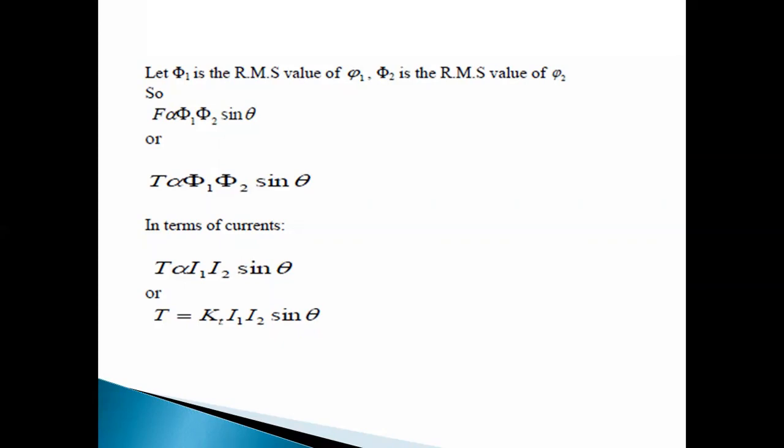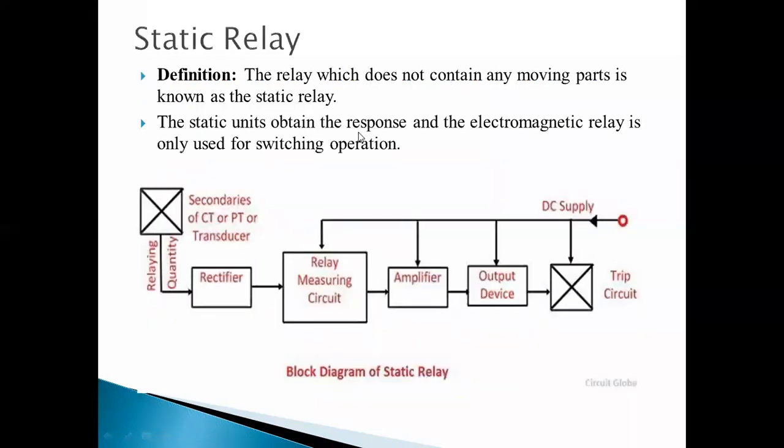Similarly, these static relays also don't have any rotating part. It has only static, means constant components. Therefore it is called the static relay. So the relay which does not contain any rotating or moving parts is called the static relay.